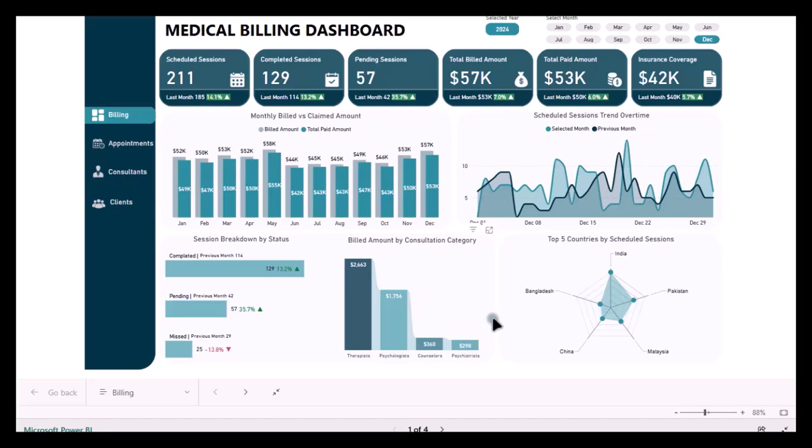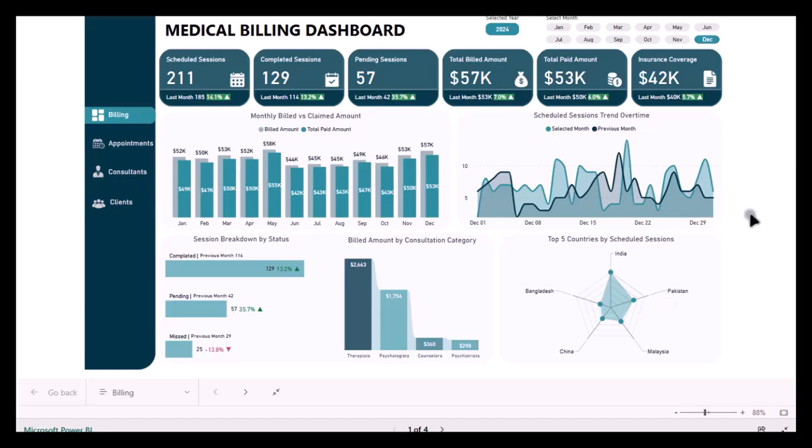Moving forward to our very last visual of the dashboard, which is top 5 countries by scheduled sessions. This radar chart shows where your sessions are being booked the most: India, Pakistan, China, Malaysia, or Bangladesh. If a certain region shows consistent growth, you might consider expanding your services, marketing, or partnerships in that area.